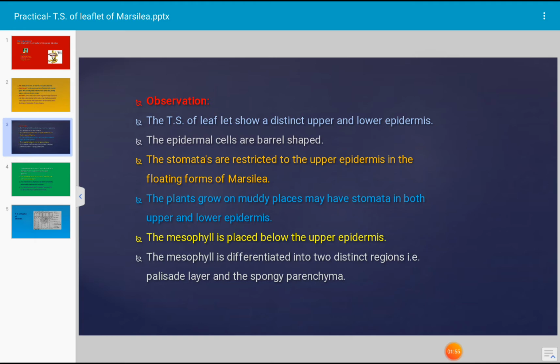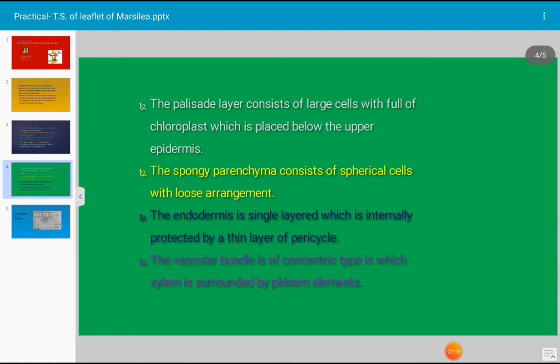The mesophyll is placed below the upper epidermis. The mesophyll is differentiated into two distinct regions, that is, the palisade layer and the spongy parenchyma. The palisade layer consists of large cells, and these palisade cells are full of chloroplasts. This is placed below the upper epidermis. The spongy parenchyma consists of cells with loose arrangement.